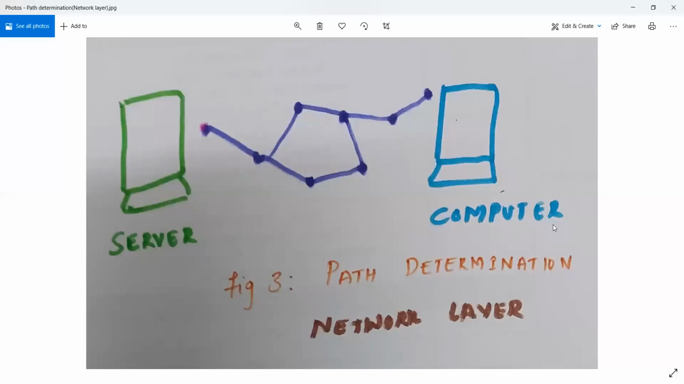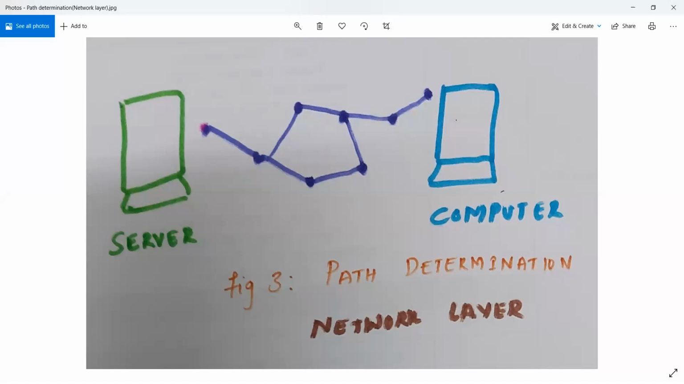Okay, so this is path determination, the third function in the network layer. On the left side, there is a server, and on the right side, there is a computer. There are different paths. Starting here, we can reach the computer through this path, or we can move from this path to this path, or from this path to this path.